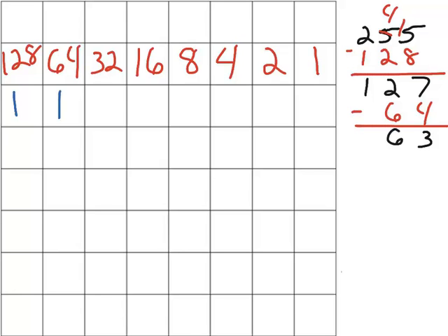And then I repeat myself. Which one of the places, our red numbers, comes close to the 63 without going over it? And that's going to be a 32. And I subtract the 32 from the 63. And I should be left with 31.